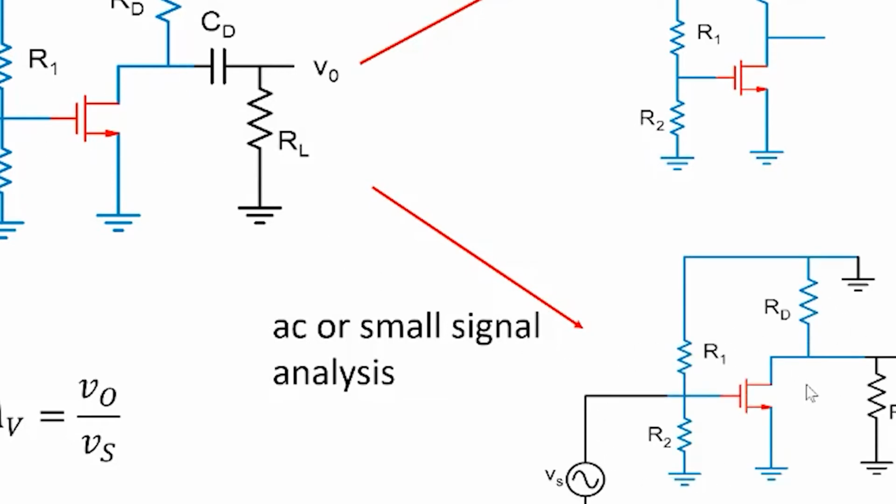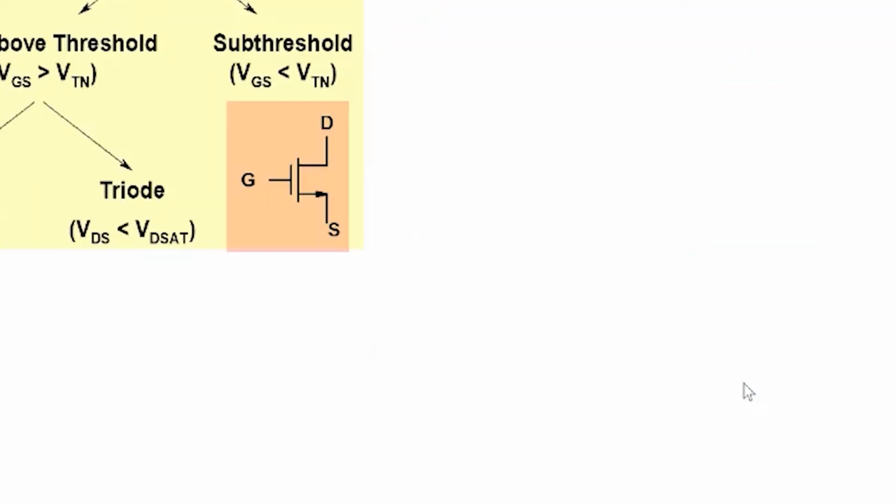And so we now need to analyze this particular circuit to determine V0 by Vs. When we analyze this, we need a DC model of the transistor. And when we analyze the circuit here, this is a different kind of analysis. We need an AC or a small signal model of the transistor here. And so let's look at those models of the MOSFET.